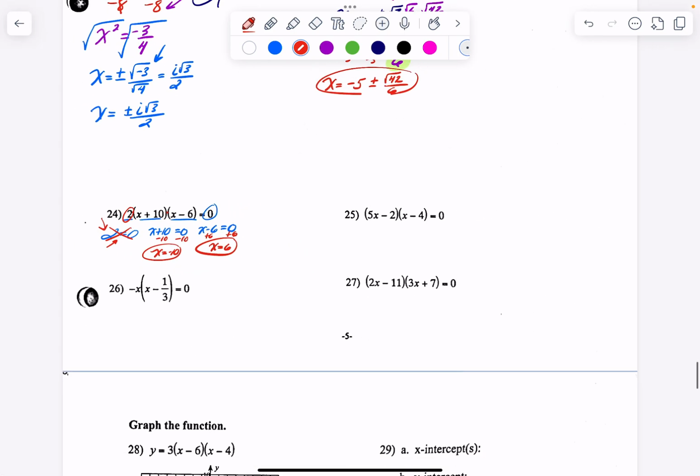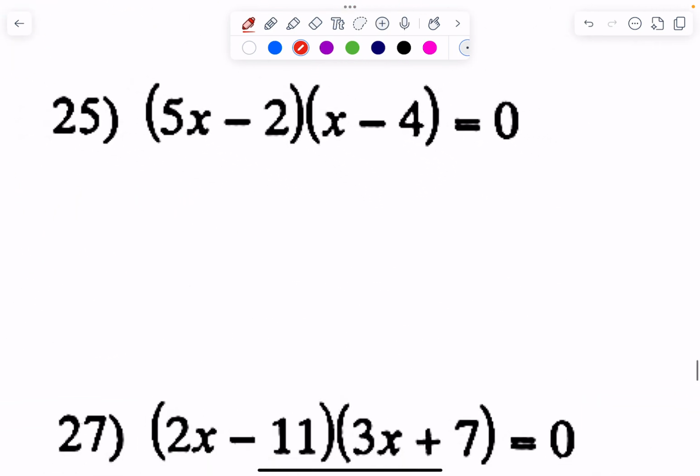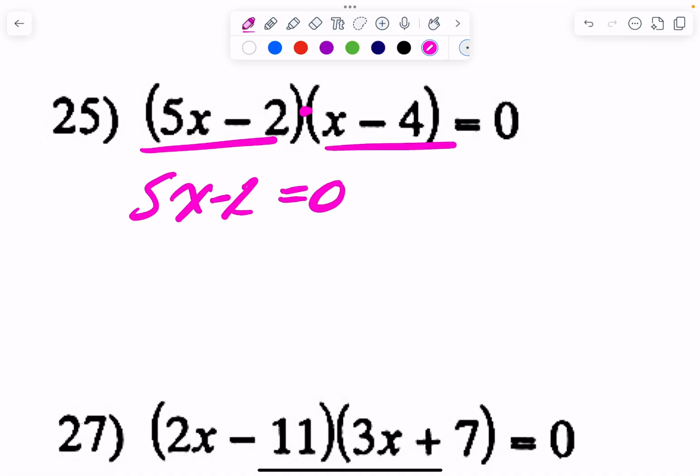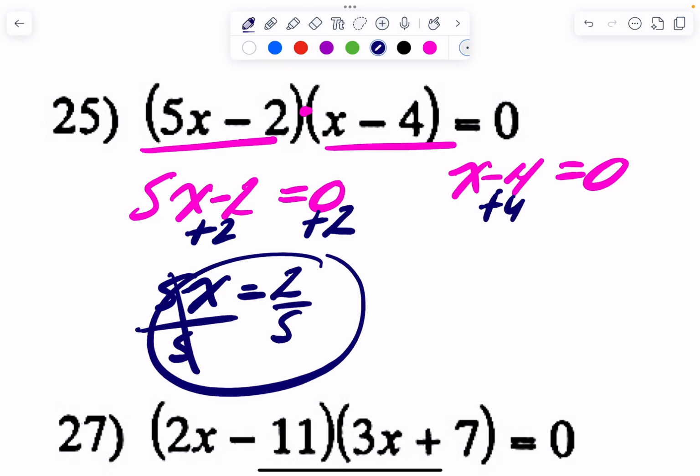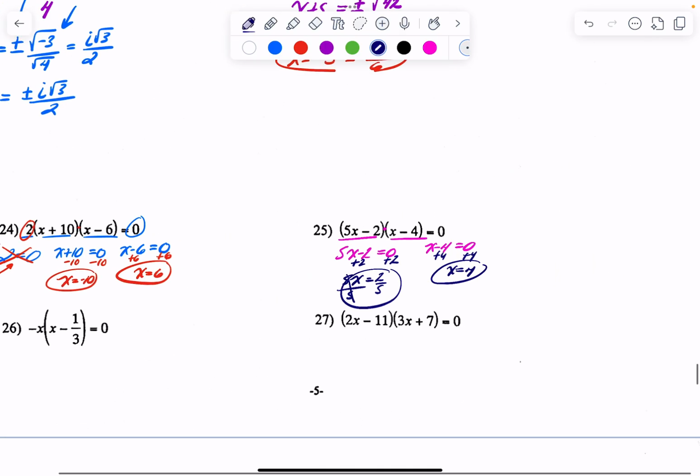Solutions are x-intercepts. Cool. This one is set equal to 0 and it's factored. So we're going to set this and this equal to 0. We're then solving for x. So we'll add 2. Divide by 5. 2/5. Add 4. x equals 4. It's not weird to get fractions as a solution, as an x-intercept. Fractions are numbers like any other numbers.